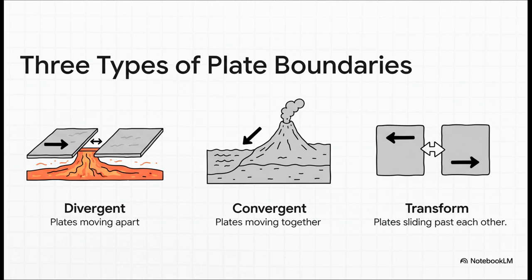So these plates are interacting in three basic ways. At divergent boundaries, they're pulling apart. Think of the mid-ocean ridges. That's where new seafloor is literally being born. At convergent boundaries, they're smashing together, creating deep trenches and volcanoes. And at transform boundaries, they're just sliding past each other, like the famous San Andreas Fault.